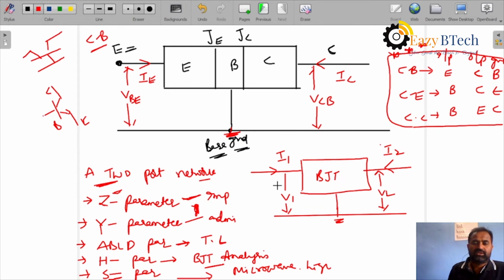Okay students, this is basically how the connections and the parameter classifications can be made. Next.